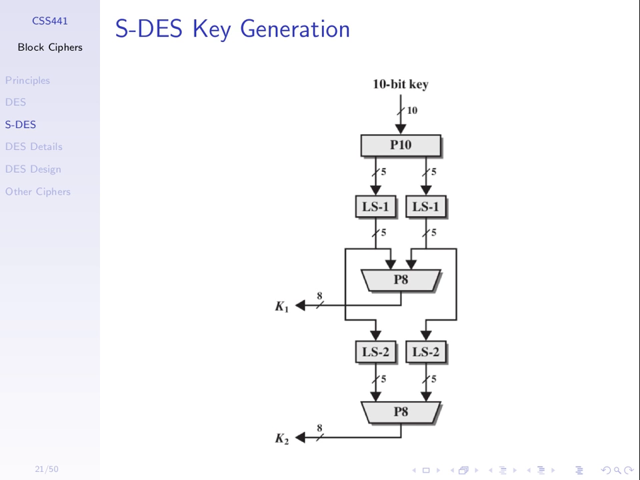P8 is a permutation. The shape of this box means that we're going to take 10 bits in and produce 8 bits out. All right, it's going to throw away 2 of the bits, but rearrange the rest. Left shift 2 is do a left shift by 2 positions to the left. Take our 5 bits, move them to the left. So left shift is a permutation as well. P10 and the two P8s are permutations. Let's go through them. So we're just mixing up the bits.